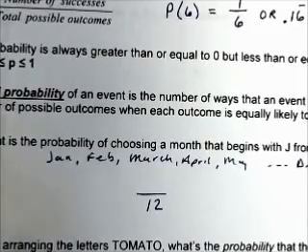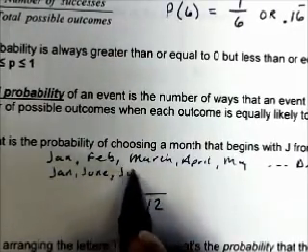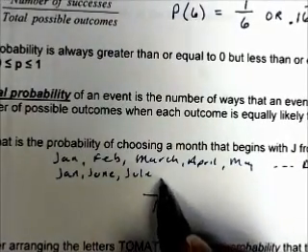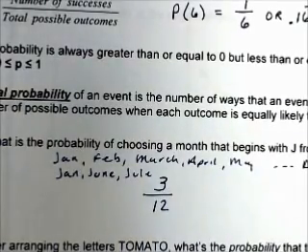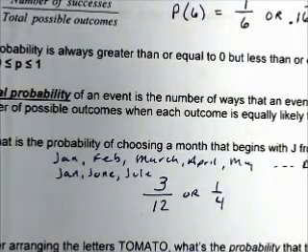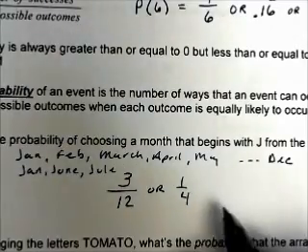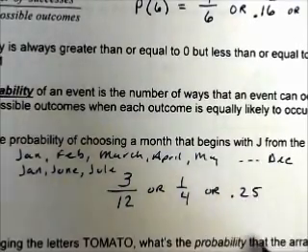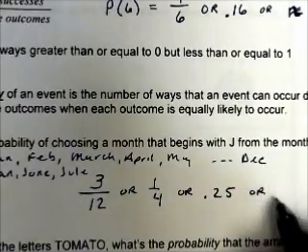Well, there's January, June, and July. So that would be 3. The number of successes in this case would be 3 out of 12. Or we can reduce it to 1/4, but it's not necessary to reduce probability. Or we could write it as a decimal, 0.25, or as a percent. I prefer to leave it as a fraction.